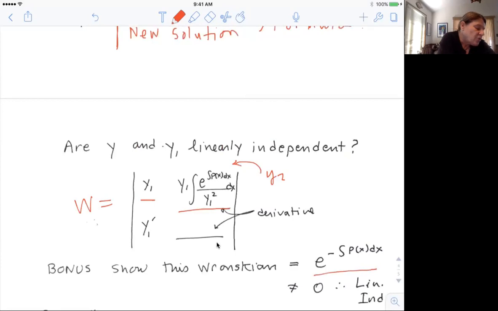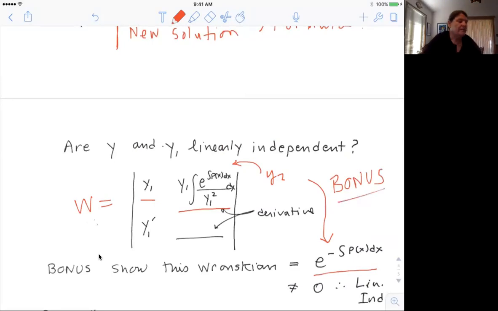This will be on your next quiz right here, going from here to here, finding that derivative of that and putting it there, and then finding your Wronskian. I'm going to put that on the next homework as a bonus problem. Okay? Finish that up. I'll write it out for you too, but differentiate that, put it here, find the Wronskian. I'm already telling you what you should get. You should get e to the minus integral p of x dx. And since that's non-zero, they do form a linearly independent set.